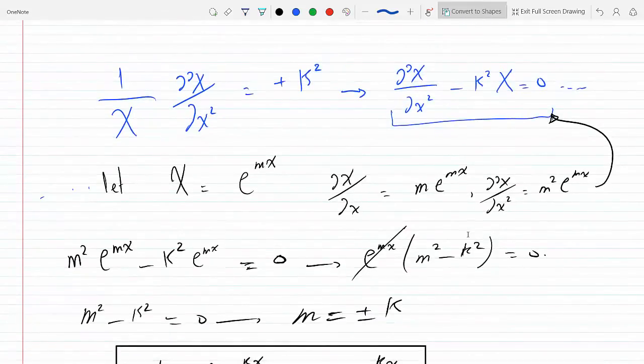That's how you do it from scratch. And you might ask, how do I know that x is e to the mx? Because the exponential is the only one that repeats its derivative. So if you take the derivative and divide it by itself, this is the only way you can possibly get some constant squared.